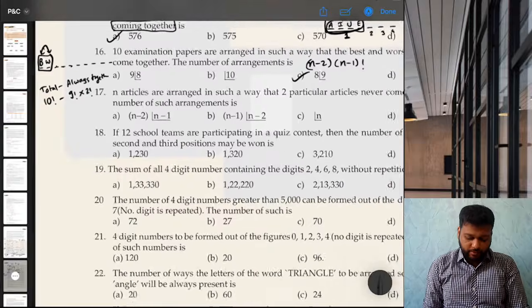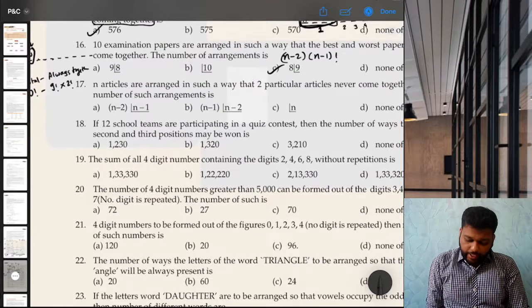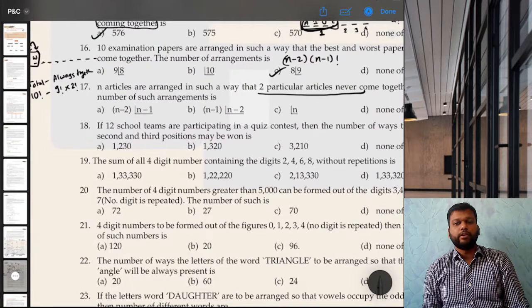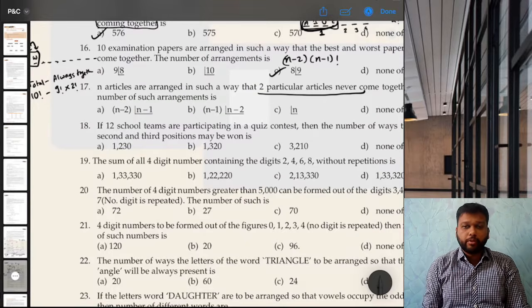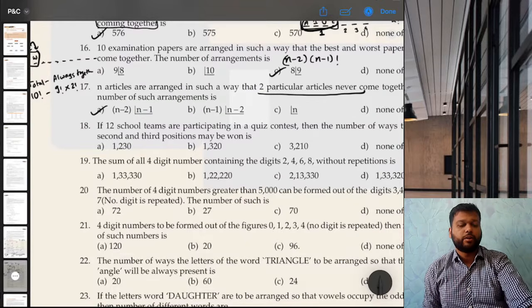17 is exactly the same. N articles are arranged in such a way that two particular articles never come together. So the answer will be n minus 2 into n minus 1 factorial, which is option A for question 17.